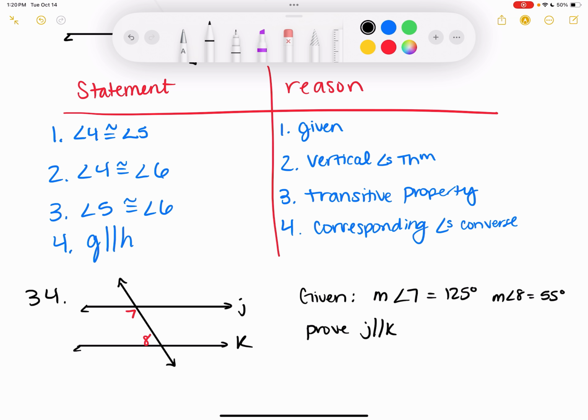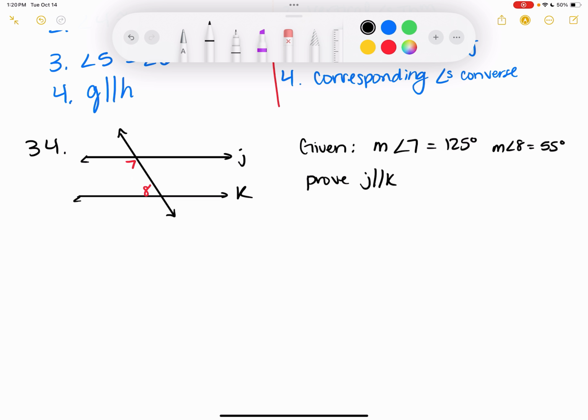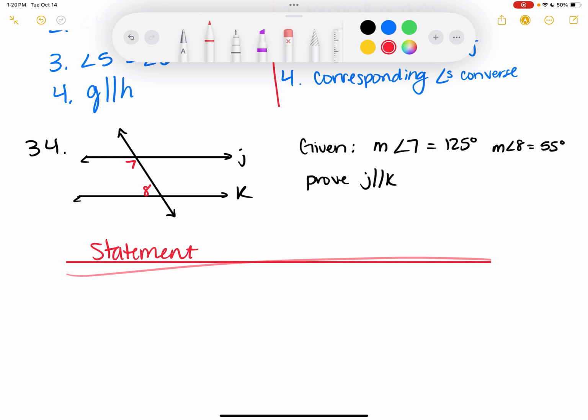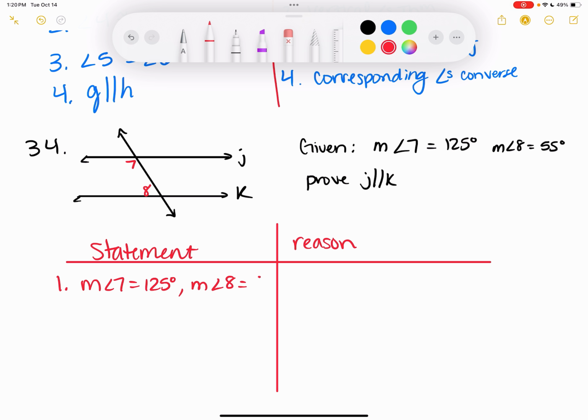All right, so this is one that the book actually writes as a paragraph proof, but we're going to set it up as a 2-column proof, which tells me that 35, that you'll be doing, is going to be written the same way, that you'll need to make it a 2-column proof, not a paragraph proof. All right, so start out with the given. The measure of angle 7 is equal to 125 degrees, and the measure of angle 8 is equal to 55 degrees.